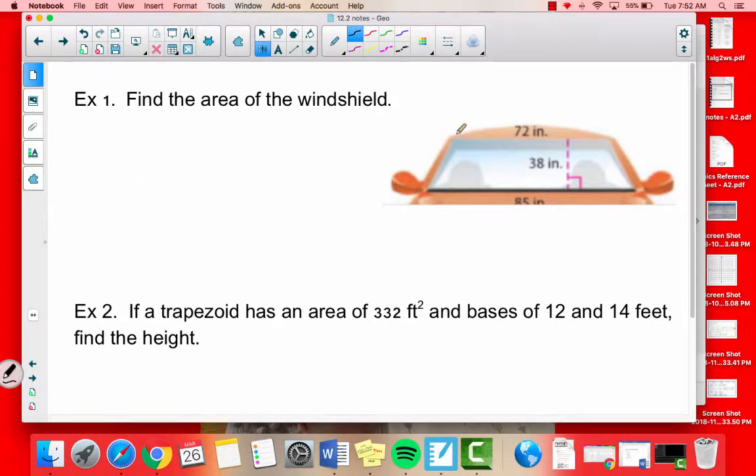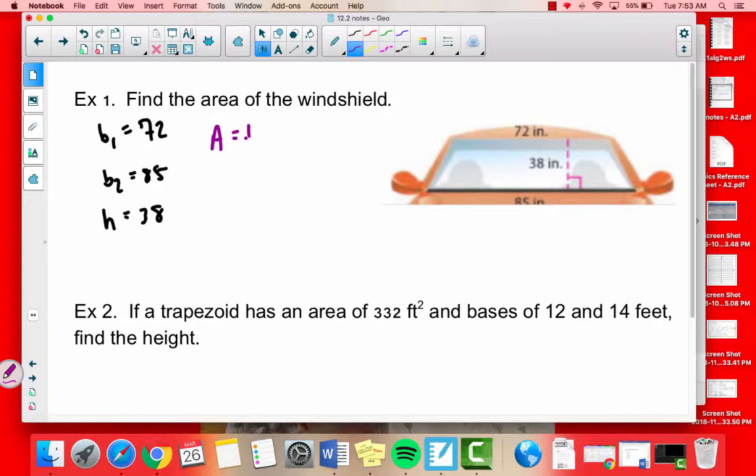So it says find the area of the windshield. So notice we've got this trapezoid type shape here. I know it got cut off a little bit, but our base 1 is 72 inches. The base 2 is 85, and then our height in this case is 38 inches. Because we've got everything we need to know, we just have to plug it into our formula.